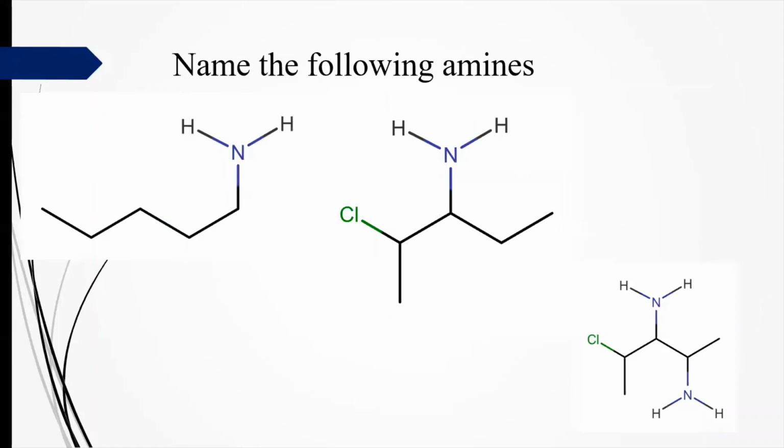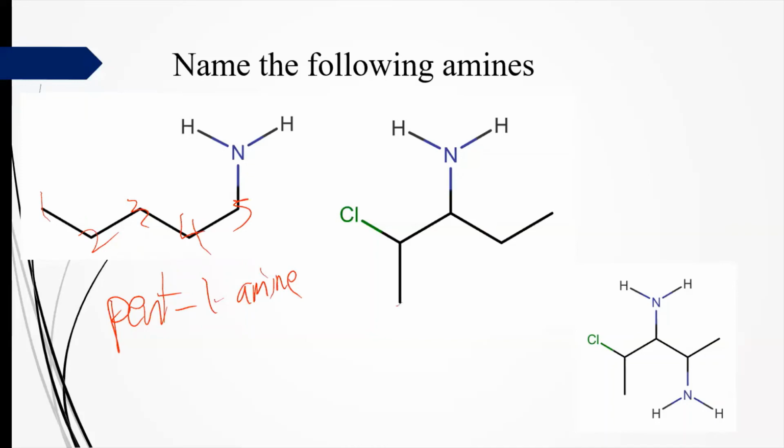So we're going to go through and name some of these. We look for our longest chain, 1, 2, 3, 4, 5. So this is going to be a pent. And the way that we fit in our naming for amine is we attach it to the end. So this becomes pentamine. It's going to be a 1 since we want to lower those numbers.